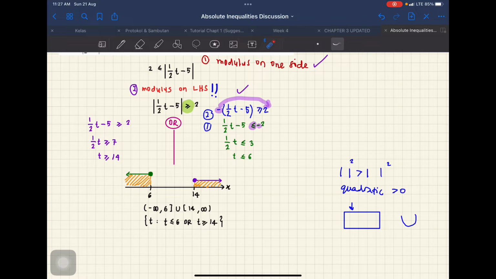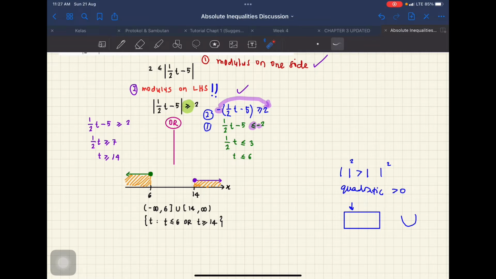Okay, and then look at the one over here, the warna purple here. It starts with 14 and it goes to the right. So to the right meaning that it's gonna be infinity. Infinity is always open bracket. And then this one it has color, so close bracket kat situ.